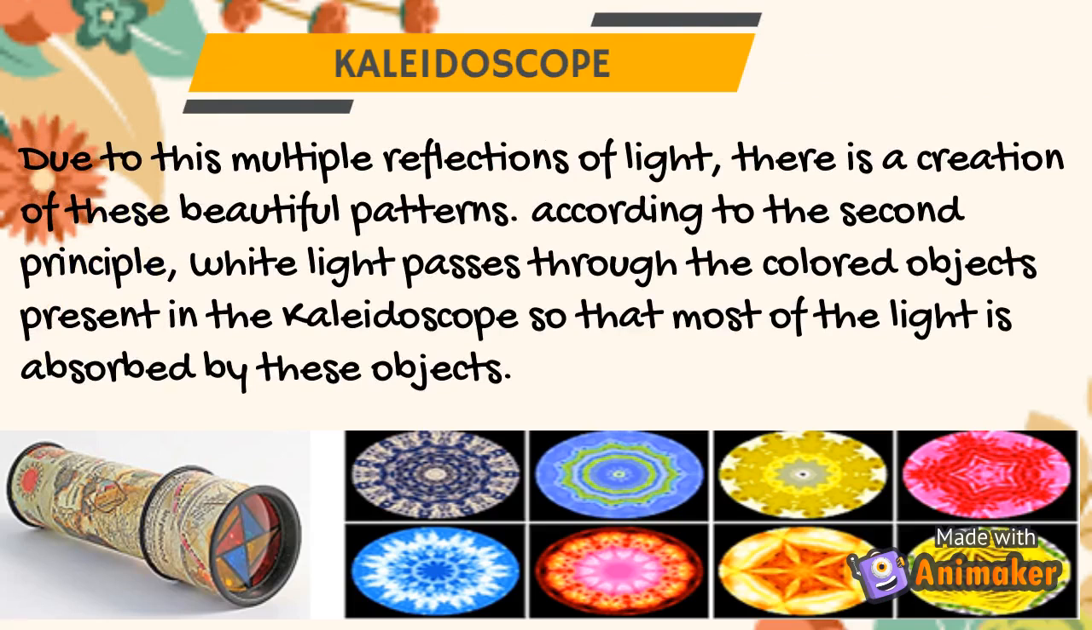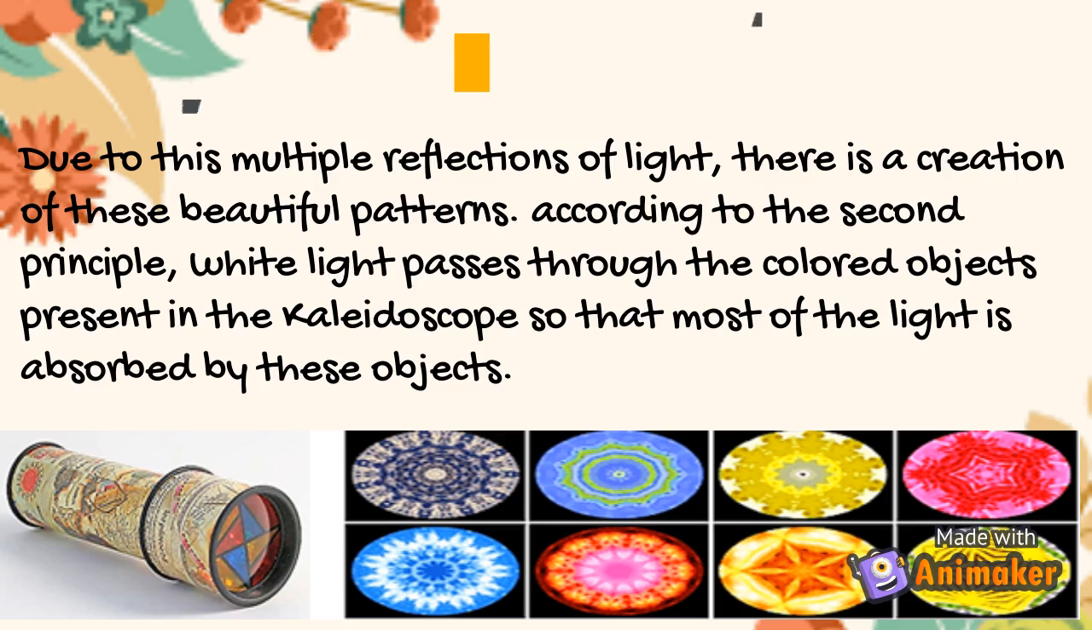Due to these multiple reflections of light, there is a creation of these beautiful patterns as shown below. According to the second principle, white light passes through the colored objects present in the kaleidoscope so that most of the light is absorbed by these objects.